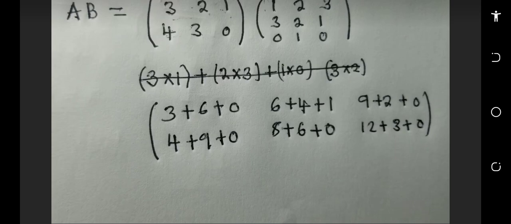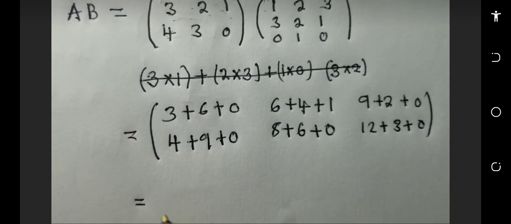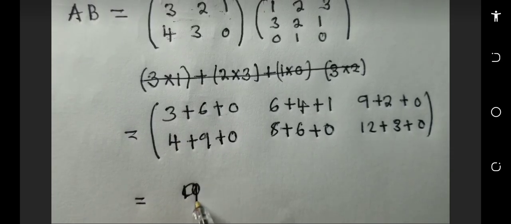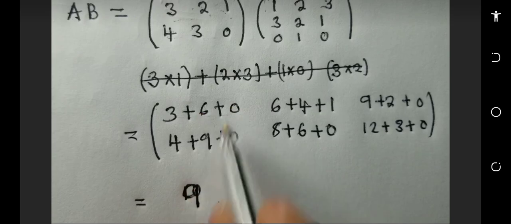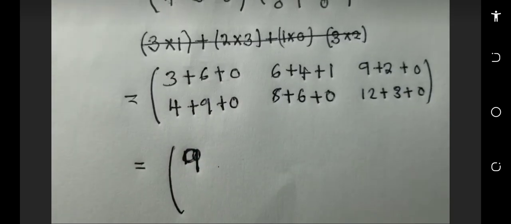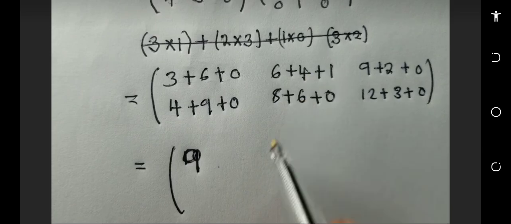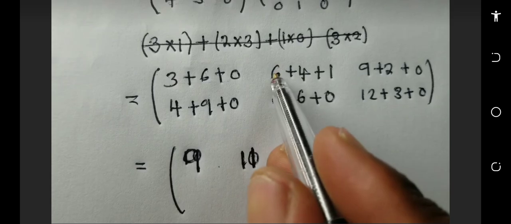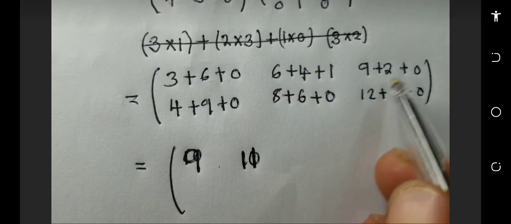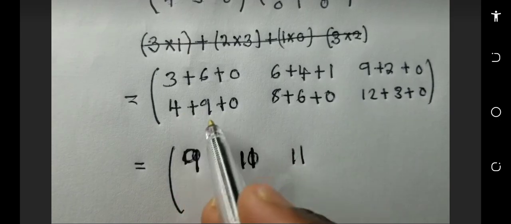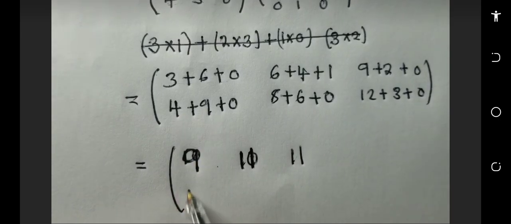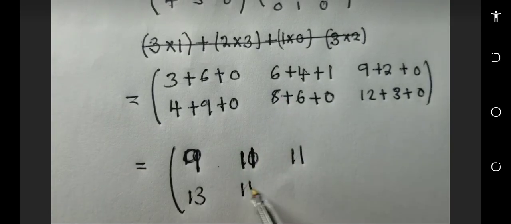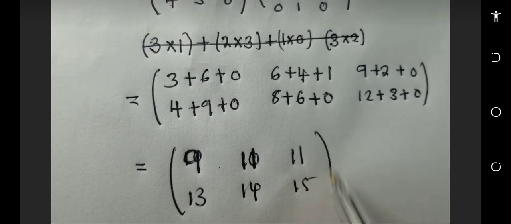So our final answer here will simply be, adding this, we're getting a 9. 3 plus 6 plus 0, that's a 9. Here, 6 plus 4 plus 1, that's 11. Here we're getting 11 also. Here we're getting 13. Here we're getting a 14. Here we're getting a 15. So this is our answer.